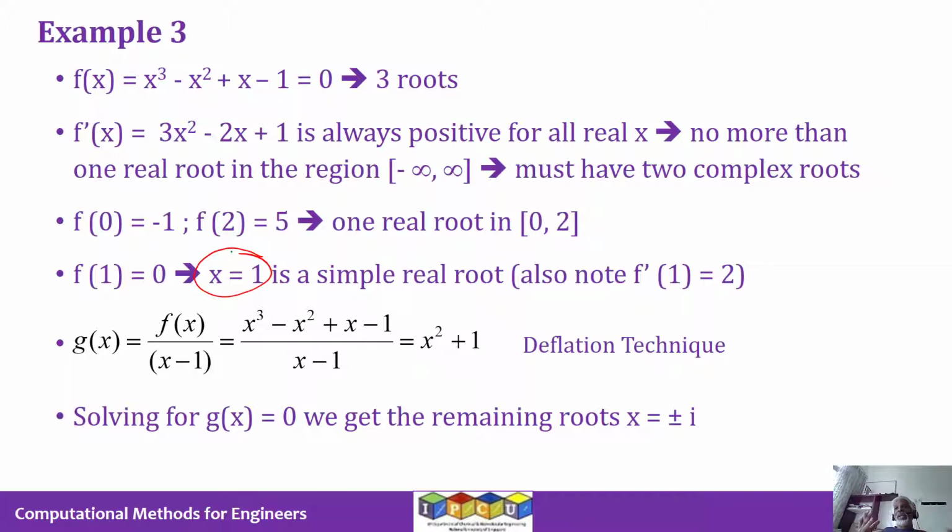Now, how do I find the other 2 roots? What can I do to do that? One thing is I can try searching in a different domain, or I can start with a different initial guess and see whether the Newton method takes me to a different solution.